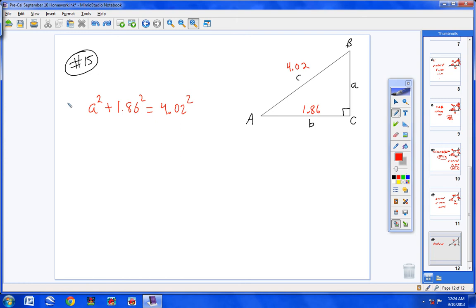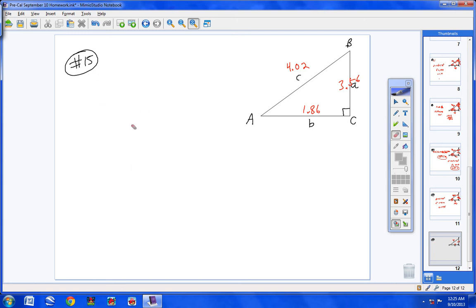Hold on one second, please. 4.02 squared minus 1.86 squared, and you should get 12.7008. So a squared equals 12.7008. And now take the square root of both sides, and you're going to get 3.56 for letter A. So A equals 3.56. So little a is 3.56. Now what I've taught you to do next is we're going to look for a missing angle, right?